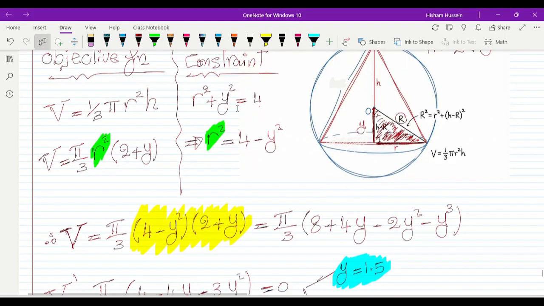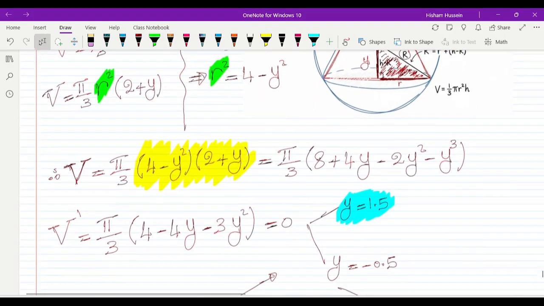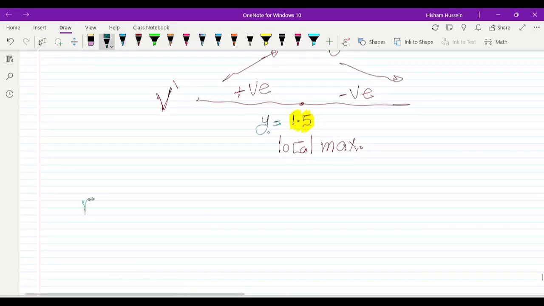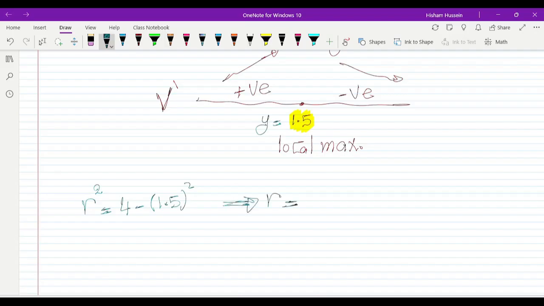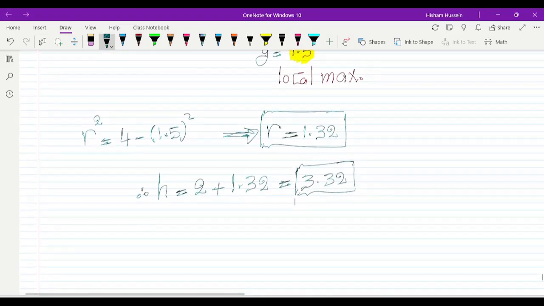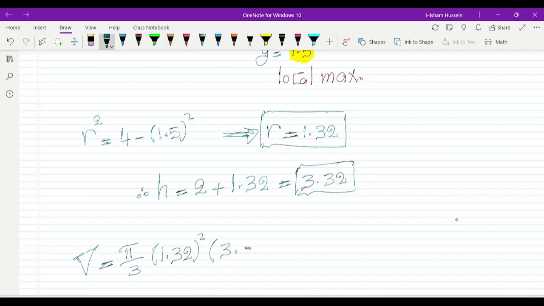Already here, r squared plus y squared equals 4, or r squared equals 4 minus y squared, which is 1.5 power 2. So r in this case will be 1.32. And then h will be 2 plus 1.32, which is 3.32. Then the maximum volume in this case would be V equals pi over 3 r squared, which is 1.32 power 2, times h, which is 3.32.